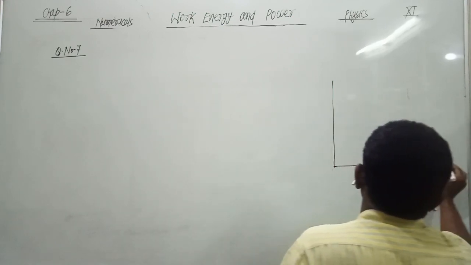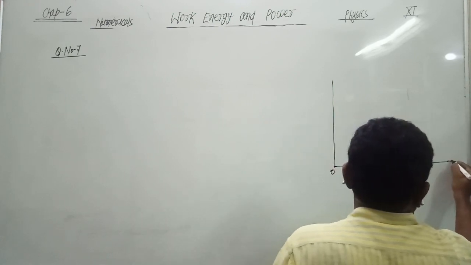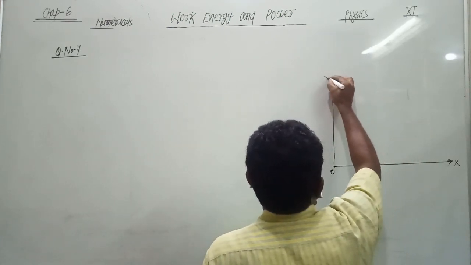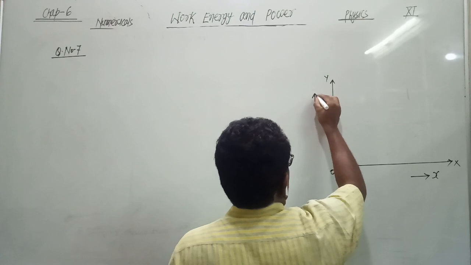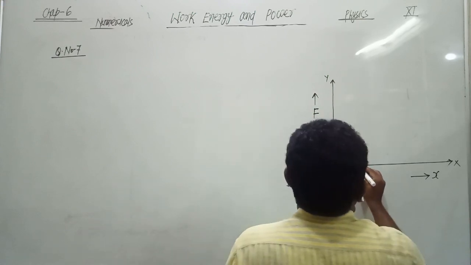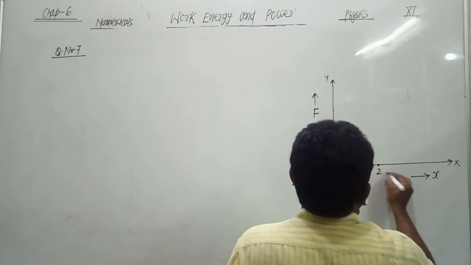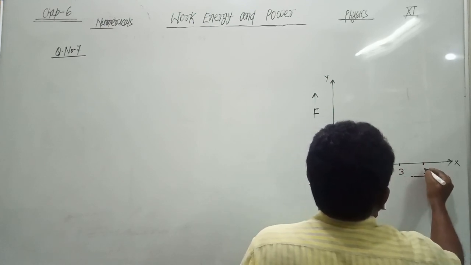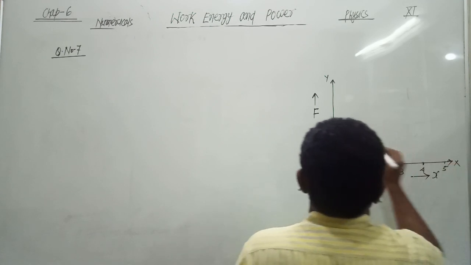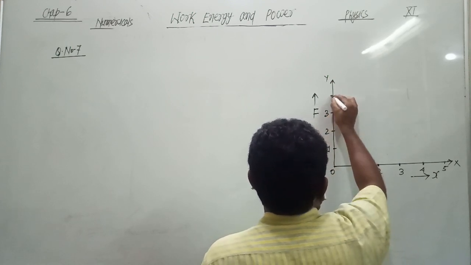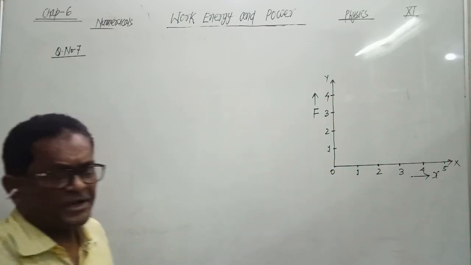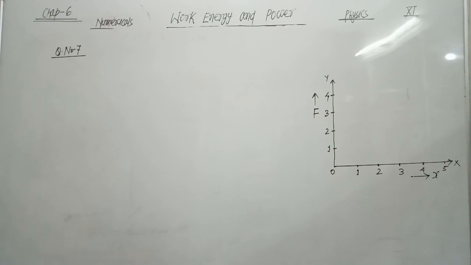We have given in the figure a graph between force and displacement. This is the displacement axis and the y-axis is taken as the force axis. Force is in Newton and displacement x is in meter. 2, 4.